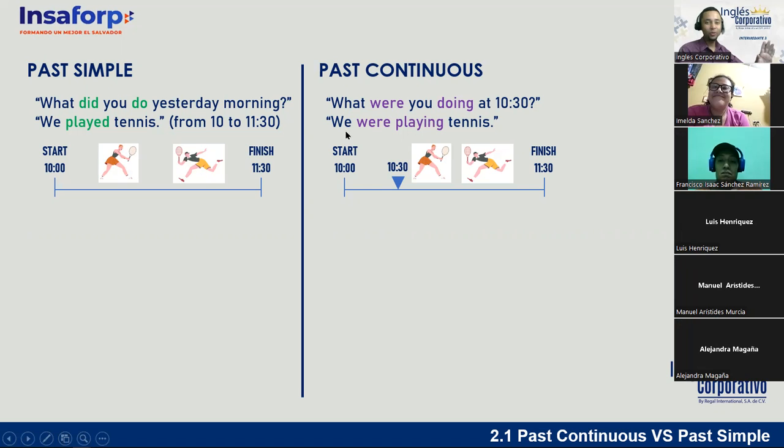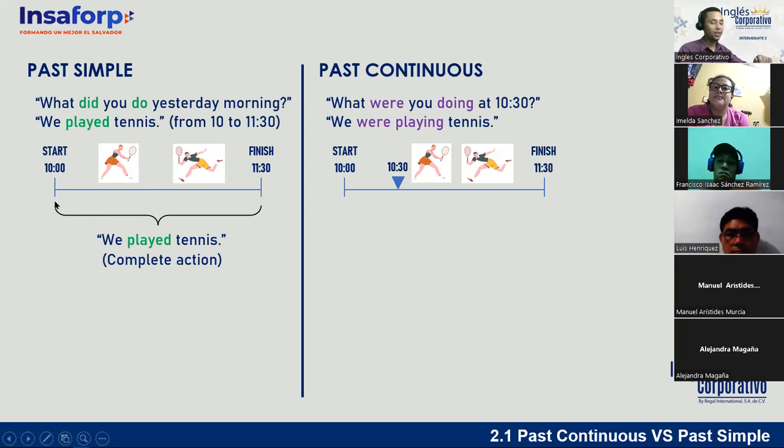So we were playing tennis. What were you doing at 10:30? We were playing tennis. So they started at 10 and they finished at 11:30. But at 10:30, in that moment specifically, they were playing tennis, okay? In that moment, the action was not complete. In that moment, the action was in progress. It was an ongoing action.